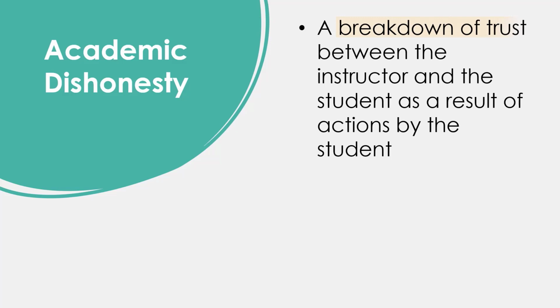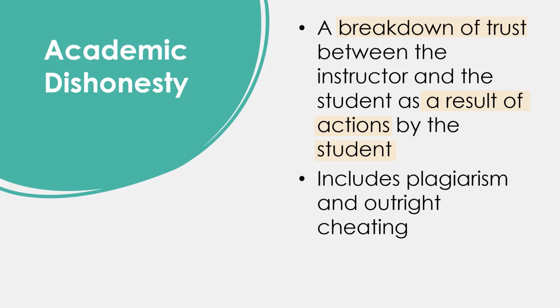Academic dishonesty at a broad level is a breakdown of trust between the instructor and the student as a result of actions by the student. This includes plagiarism and outright cheating.